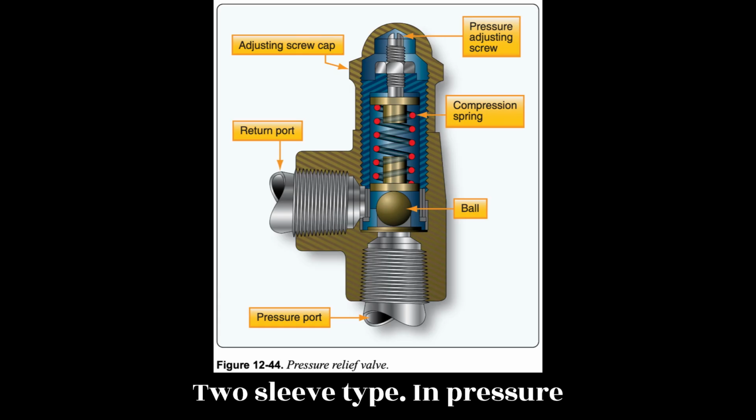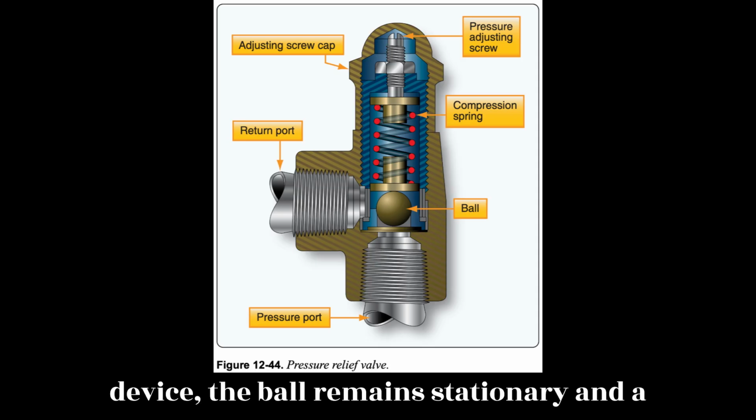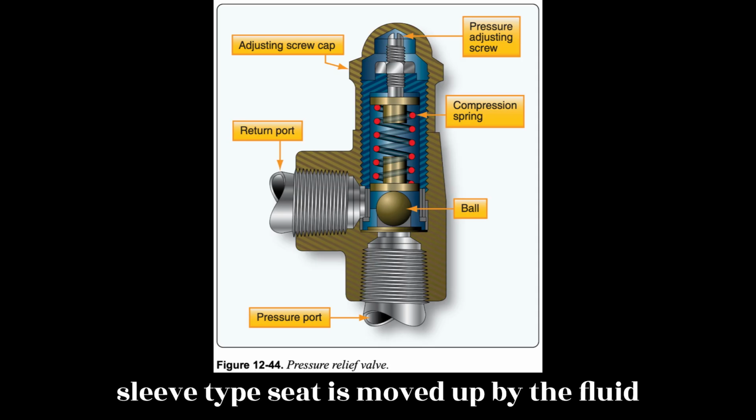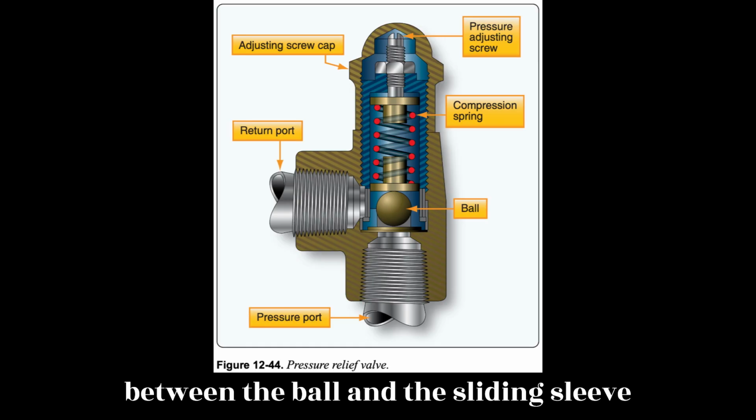2. Sleeve type. In pressure relief valves with a sleeve-type valving device, the ball remains stationary and a sleeve-type seat is moved up by the fluid pressure. This allows the fluid to bypass between the ball and the sliding sleeve-type seat.